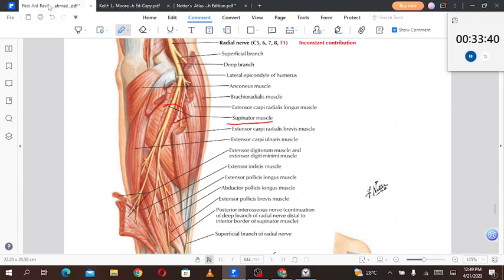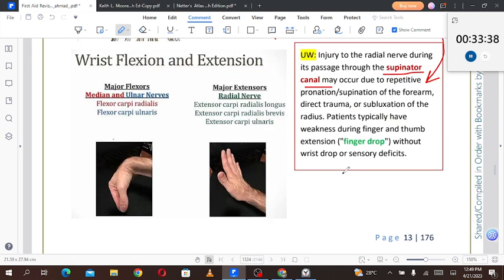So if there is excessive contraction and relaxation of the supinator muscle for no reason, like when we are just using a screwdriver, repetitive pronation and supination of the forearm, direct trauma or subluxation of the radius can be there. Okay, listen. Injury to the radial nerve during its passage through the supinator canal may occur due to repetitive pronation and supination of the forearm or direct trauma or subluxation of the radius bone. So these are the two things that can happen.